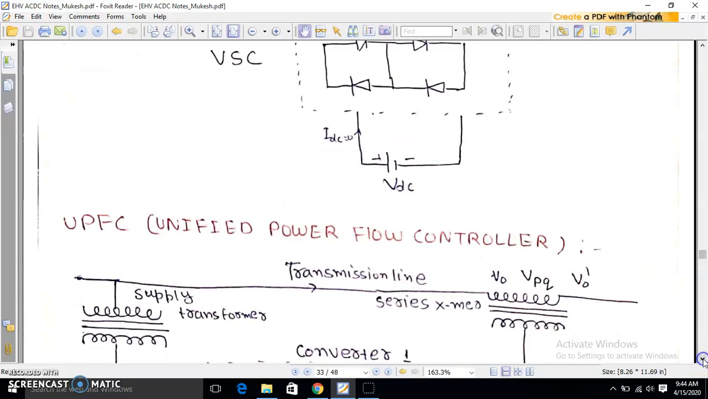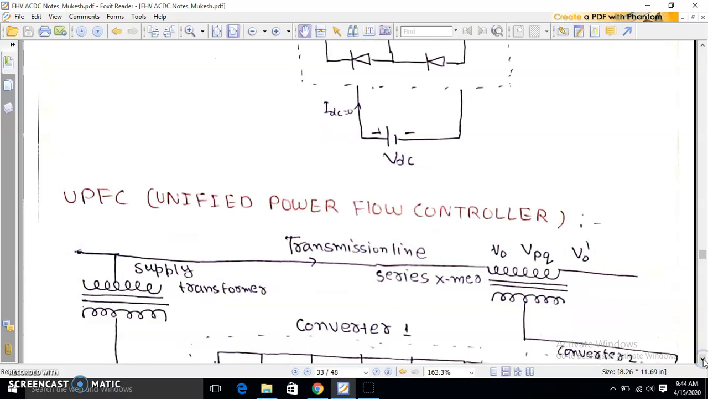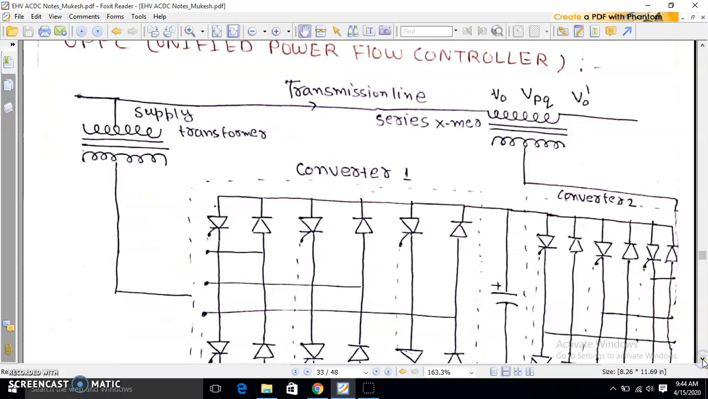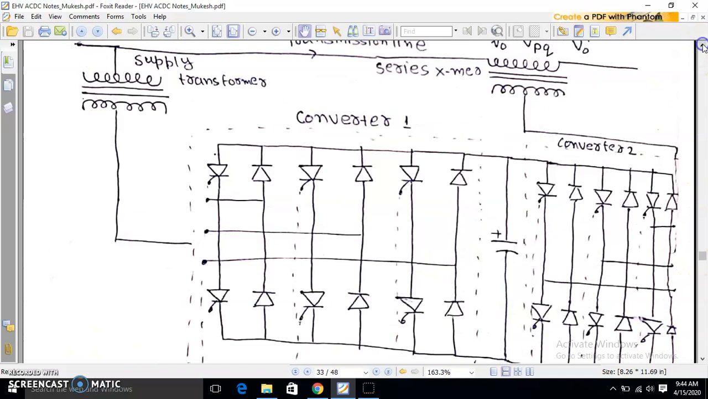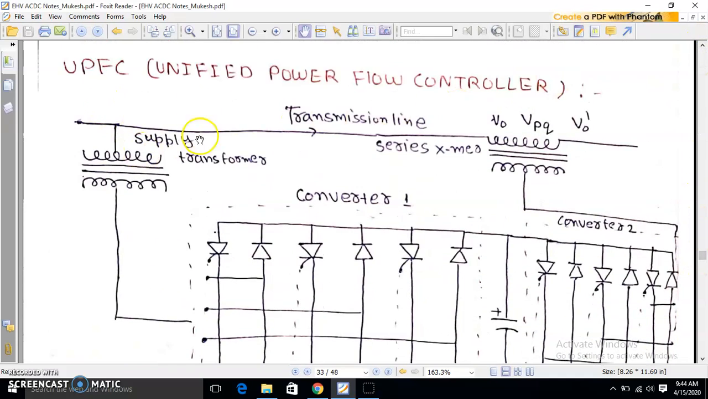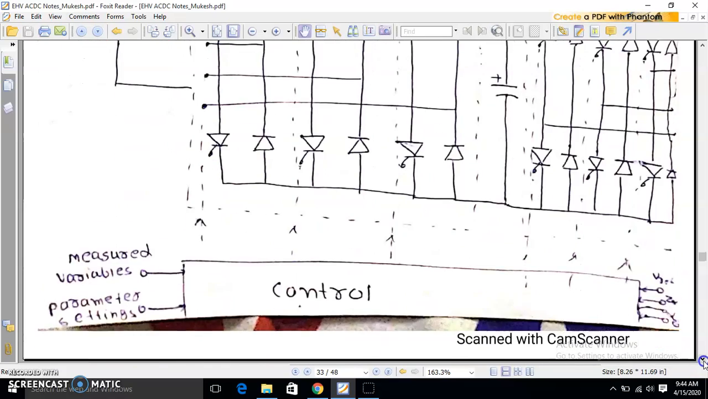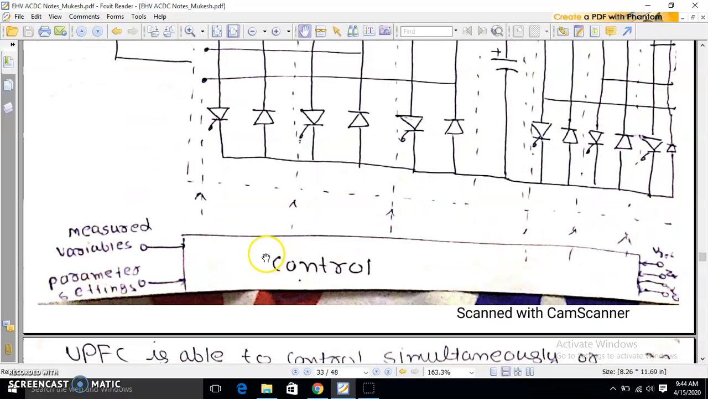Now moving on to the UPFC, that is the Unified Power Flow Controller. Here it is divided into converter 1 and converter 2 portions. These two converters are connected to each other and applied to a transmission line. This is the supply transformer through which converter 1 and converter 2 are connected. This is the control unit, where measured variables and parameter settings are handled.